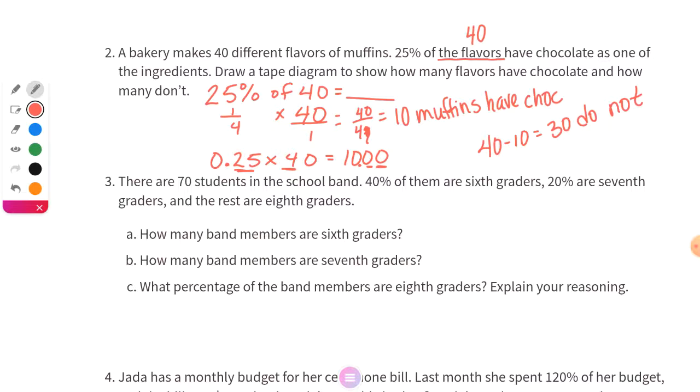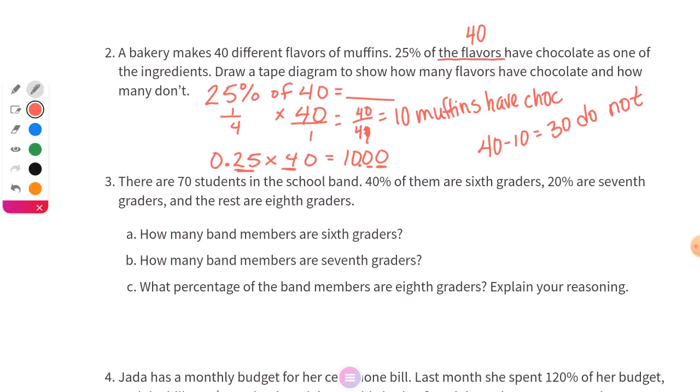What if it asked what percentage of the muffins don't have chocolate? Brendan? 75%. Why? Because if it's 100 and you take 25% away, then it's going to be 75. If I took 75% of 40, what would my answer be? 30. We already know that, doing it a different way.